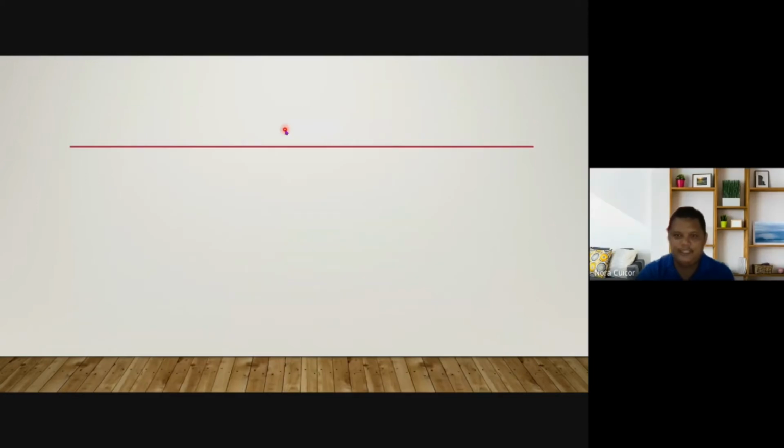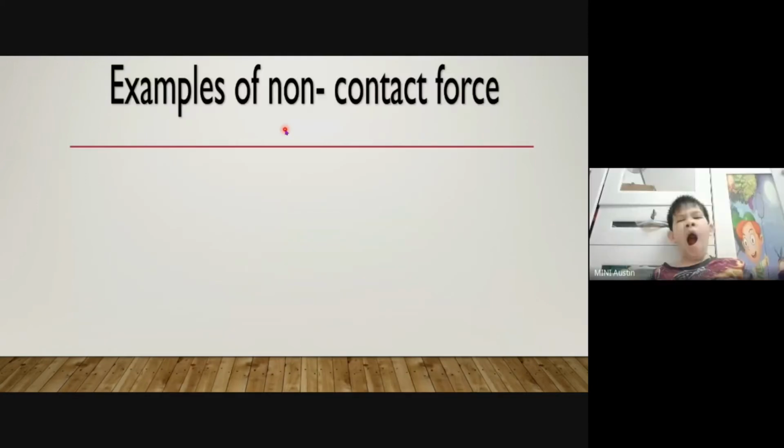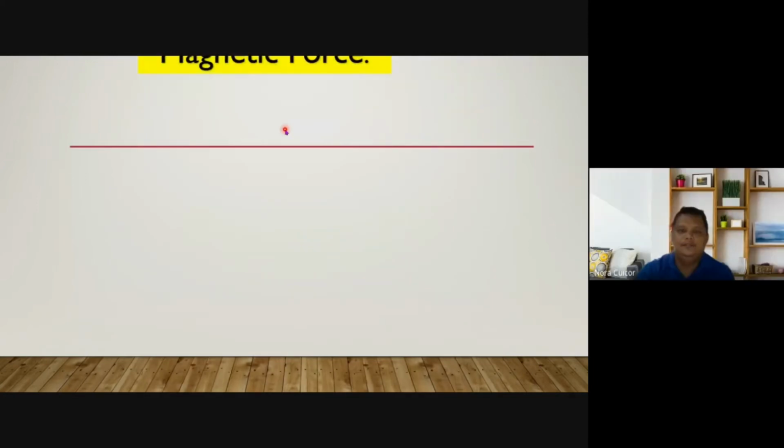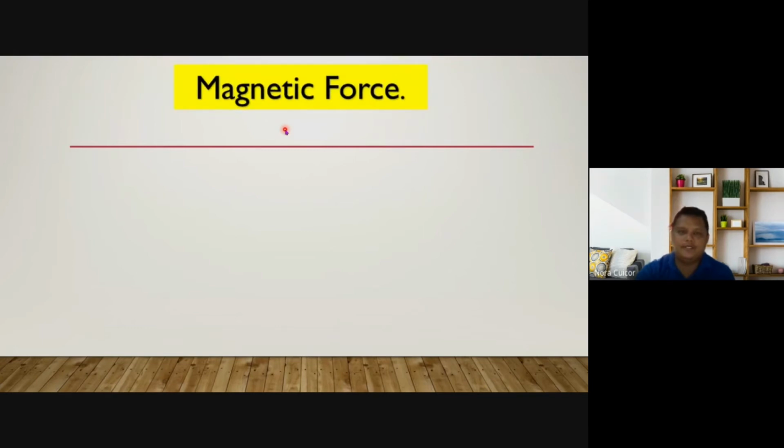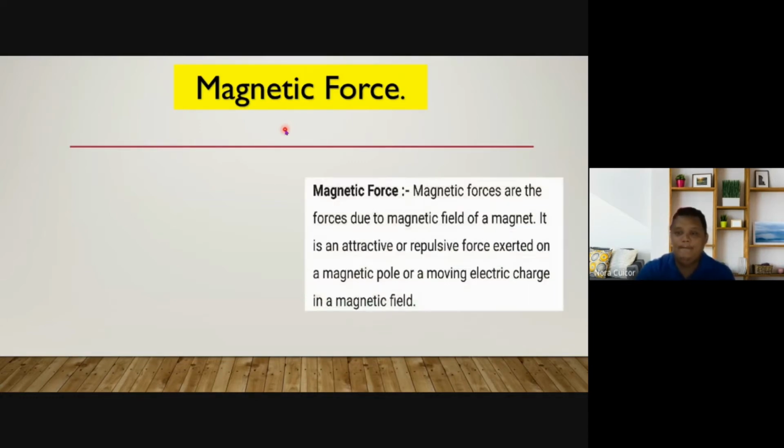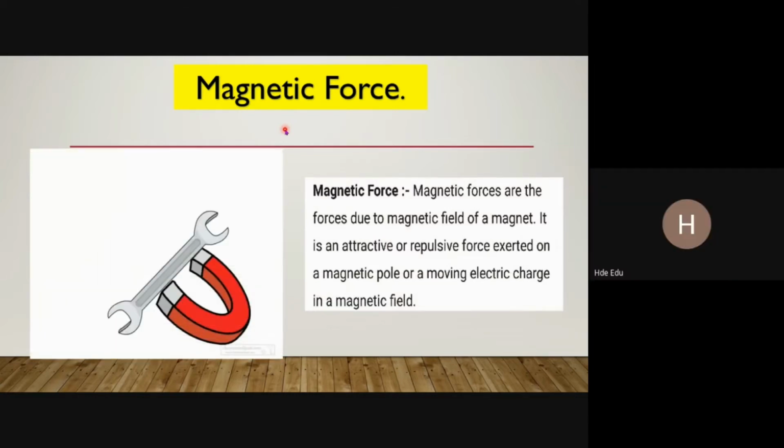Okay, not this, another one. Example of non-contact force. Non-contact force is magnetic force. Okay, example is magnetic force. Magnetic forces are the forces due to a magnetic field.